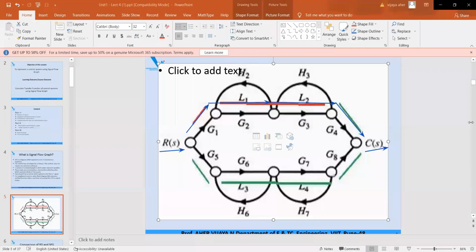So this is one path. Then again your signal is moving from this node to this node, or this variable to this variable, through this branch with the arrow indicating signal flow, with transfer function G8, and reaching the output CS. Now the second path for this example is like this. Your signal is moving again in the same line, in the same line, coming out at the output, that is output equal to CS. So there are two paths. Path 1 is like this, and path 2 is this one. So this is the example of a signal flow graph.